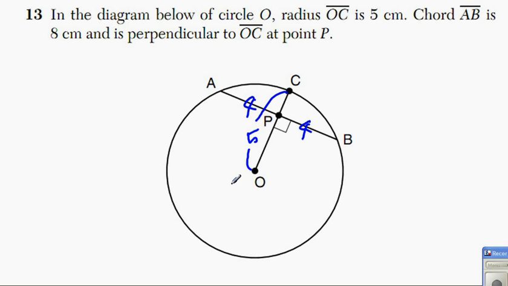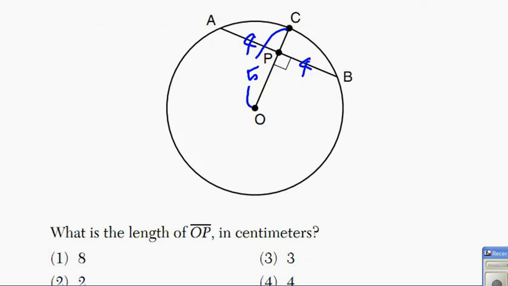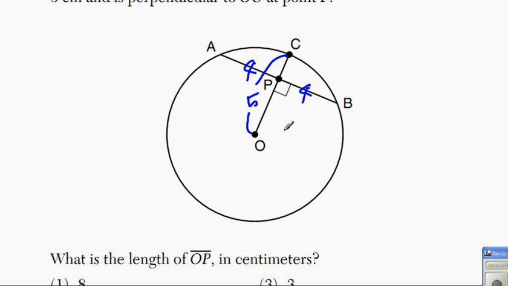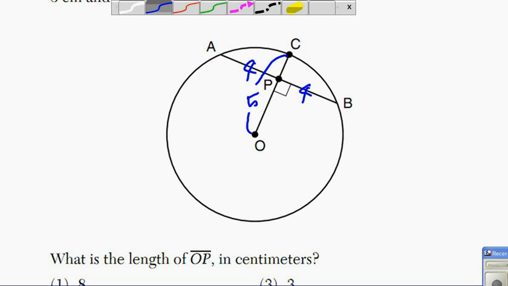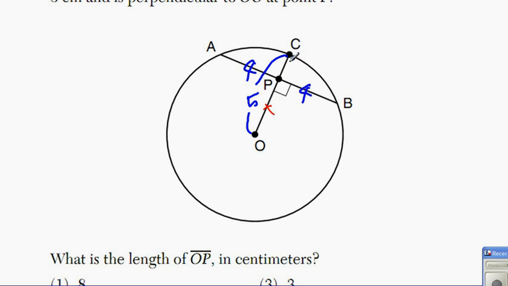Now, one thing that we get to realize is this. What is the length of OP? If you want to find out what OP is, let's call that X. Then this one is 5 minus X. And if you extend this line further, then this essentially becomes from here to here, 5 plus X.